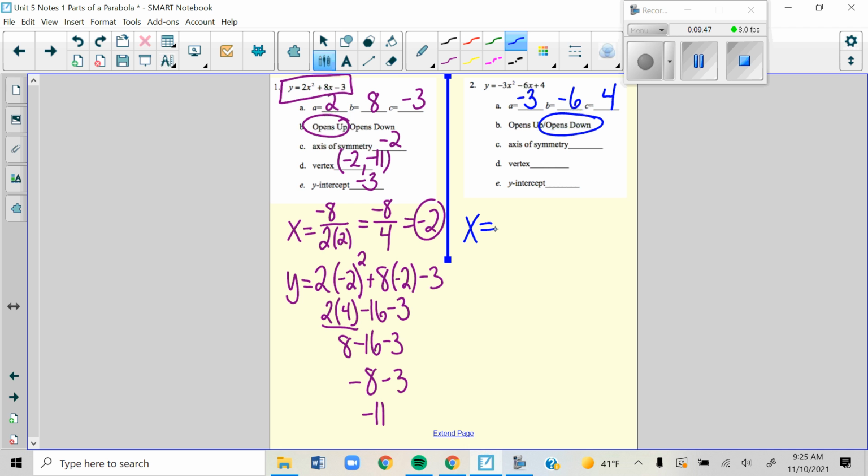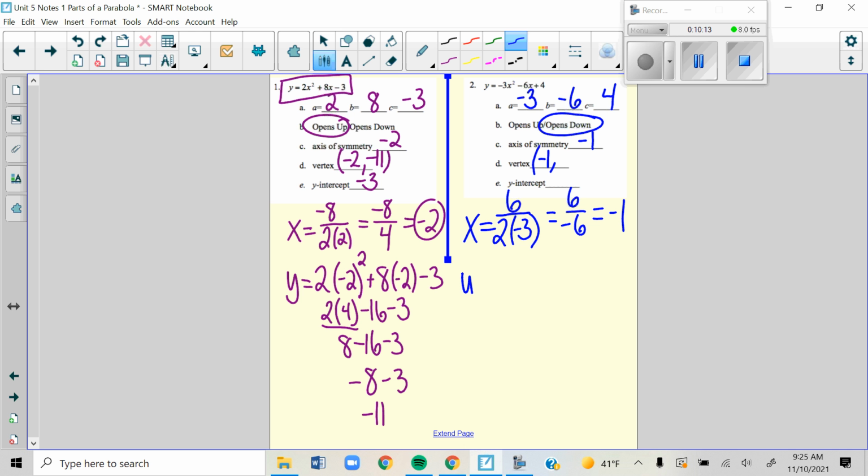X equals opposite B. So B is -6, so we're thinking opposite. This is +6 over 2 times my A value, which was -3. So 2 times negative 3 gives me a negative 6, and 6 divided by negative 6 is negative 1. We can carry this down into our vertex as our x coordinate.